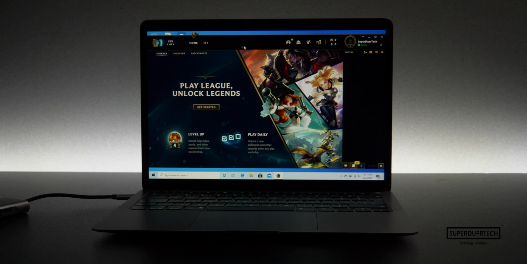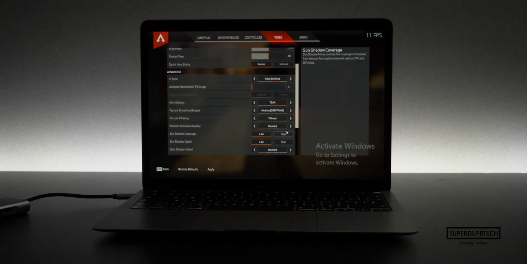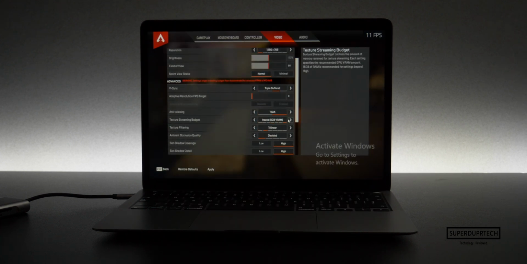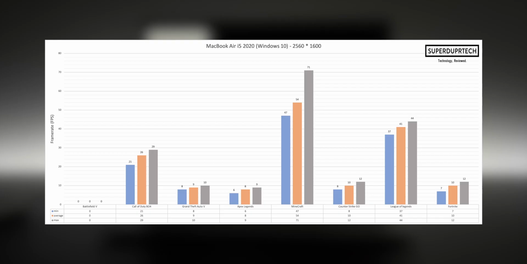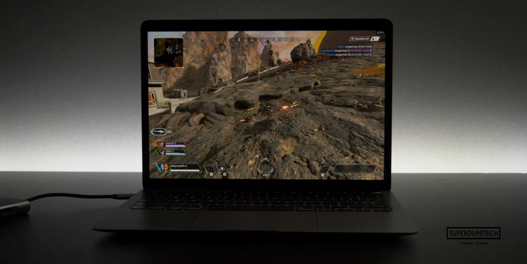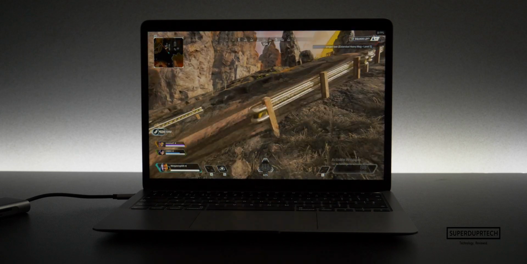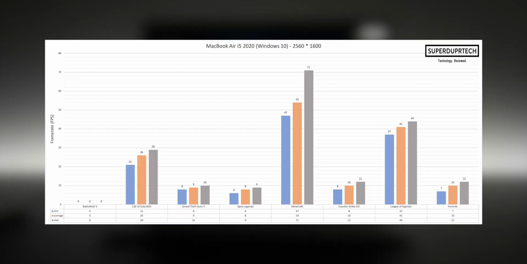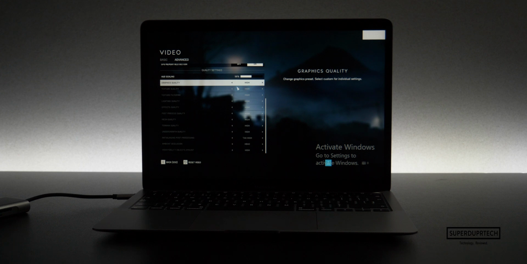So I tested all of these games at high graphical settings, and starting off with this MacBook's native resolution of 2560 by 1600, you can see that, as you'd expect for a machine without a GPU, the frame rates were quite poor. Even with the power of the 10th generation's Iris Plus graphics, it still struggled somewhat even at this resolution with these graphical settings, and in fact I couldn't get Battlefield 5 to even run at these settings, with the game closing every time I increased to that resolution.